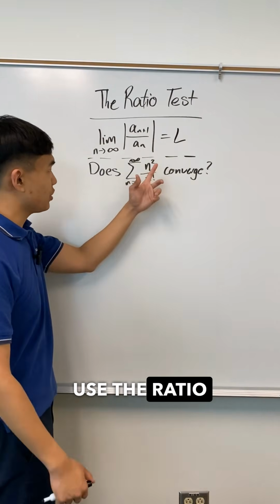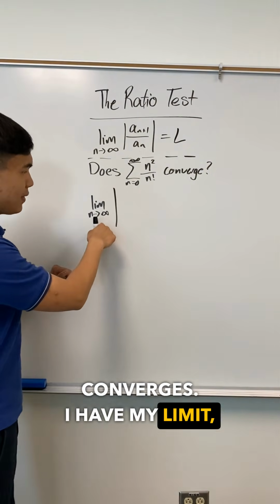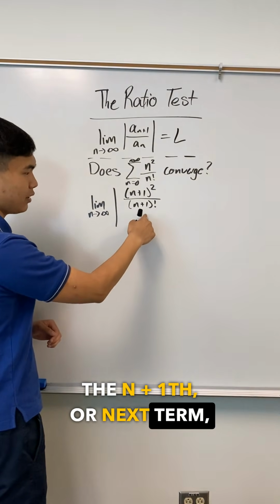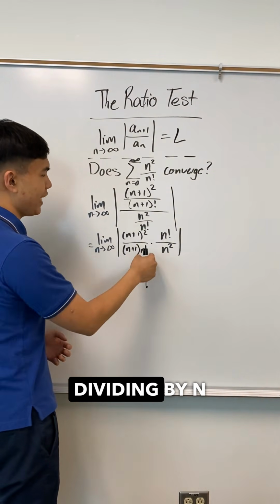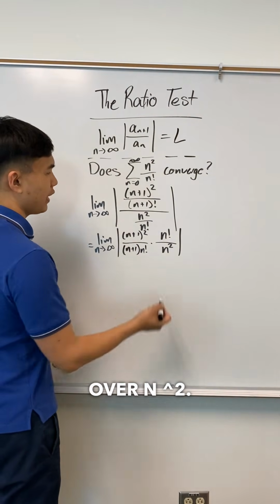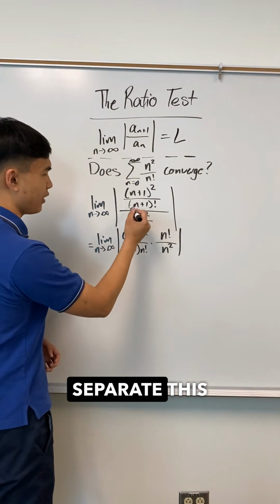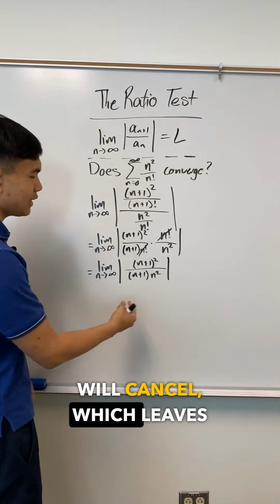Now we're going to use the ratio test to see if the series n squared over n factorial converges. So I have my limit, the n plus 1th or next term, and the nth or the current term. Here I'm going to rewrite, so instead of dividing by n squared over n factorial, we're multiplying by n factorial over n squared. And then I'll use factorial properties to separate this into this. As you can see, the n factorials will cancel, which leaves us with this limit.